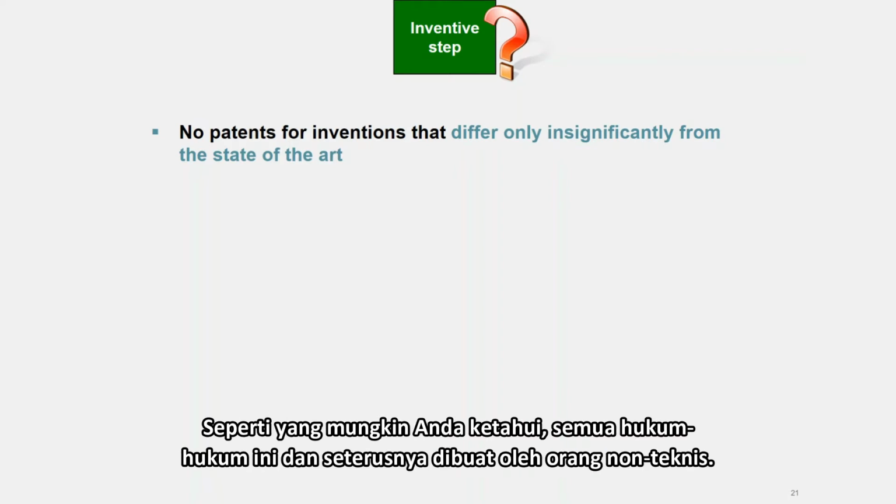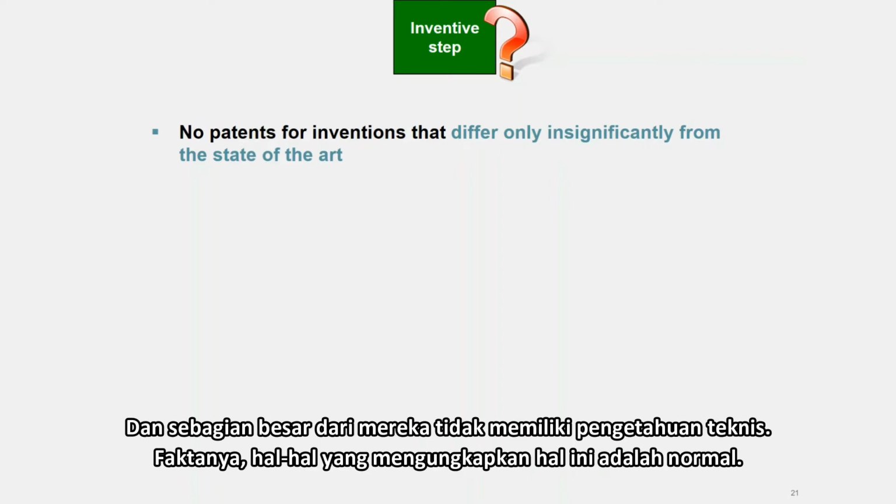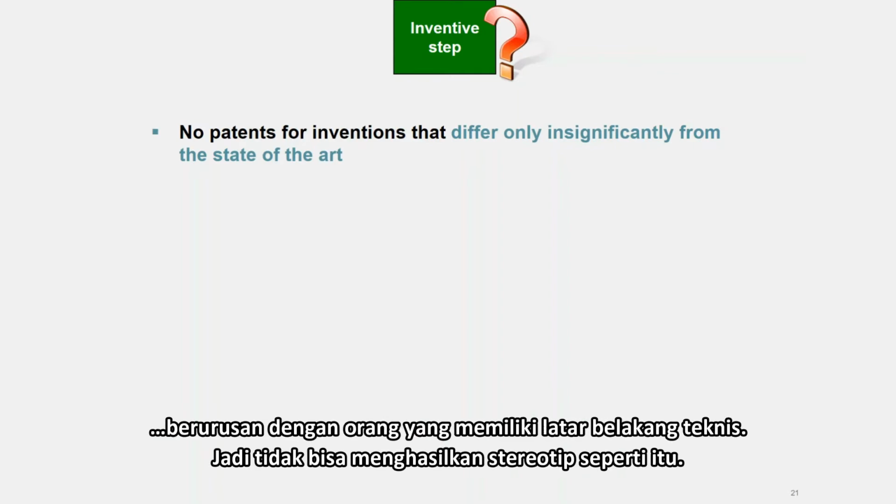As you might know, all these laws and so on are written by non-technical people. Normally, a law, also a patent law, is written by people who studied law and so on, and they are not with technical knowledge. For most of them, in fact, this type of expressing things is normal. It is not necessarily needed that they are much more clear. However, you are in the field of patents and you are dealing with people having a technical background. So you cannot come up with those type of stereotypes like insignificant and so on.